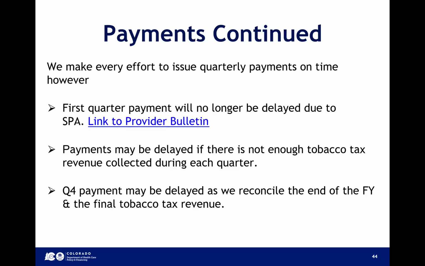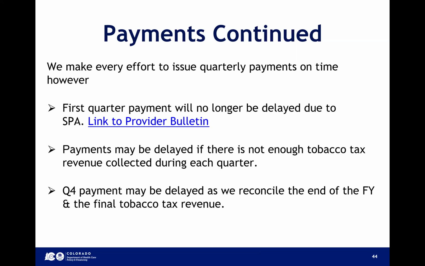We do make every effort to issue quarterly payments on time. However, payments can be delayed if there's not enough tobacco tax revenue collected during each quarter. Since primary care fund is dependent on the tobacco tax revenue collected, if we do not collect enough to support the payment for any given quarter, that payment will be delayed until enough tobacco tax has been collected.